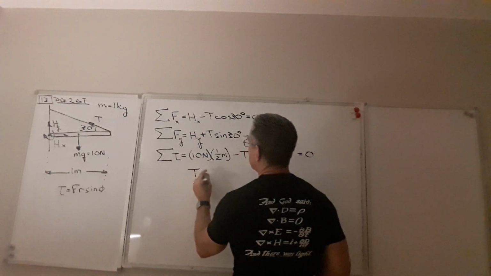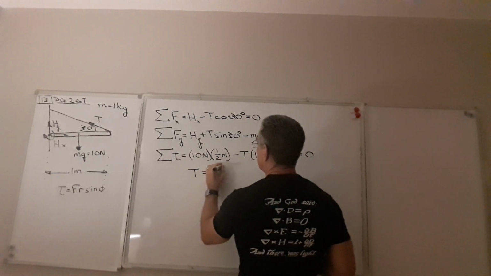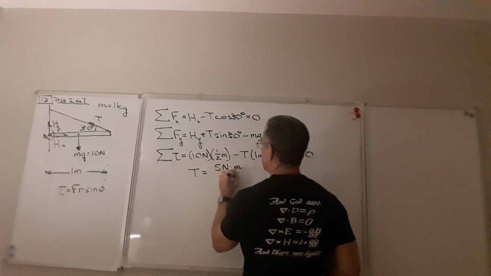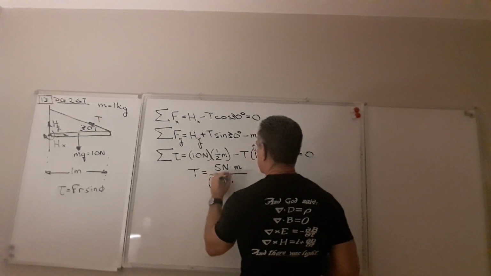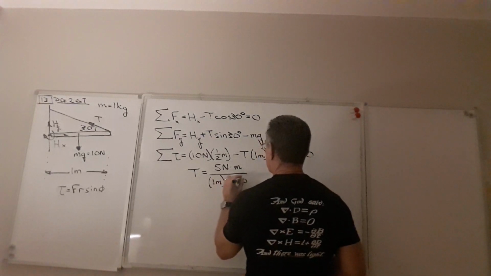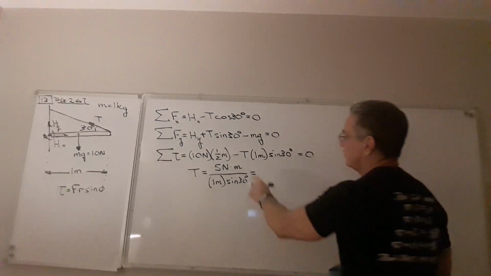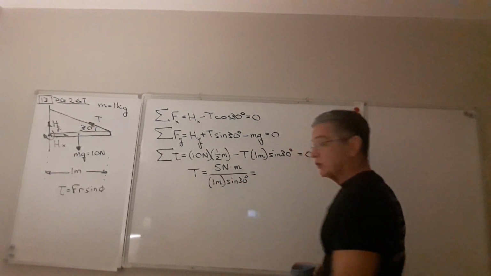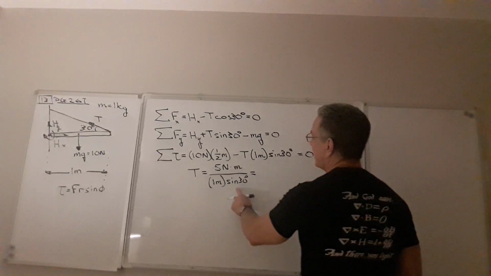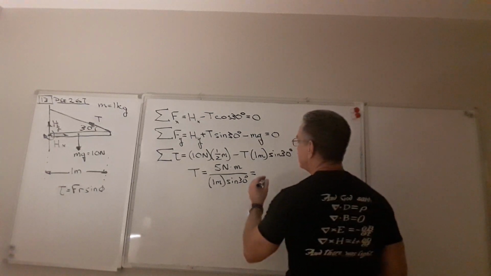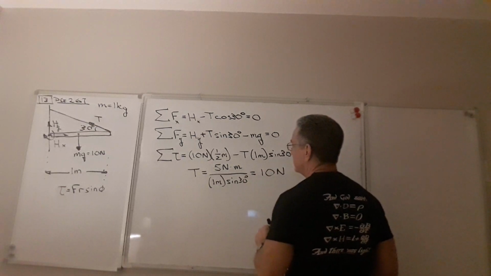The tension here should be equal to 10 newtons times 1/2 meter. That would be 5 Newton meters, and then I'm dividing that by 1 meter sine 30 degrees. Okay, there I've isolated the tension. Notice the meters will cancel. You'll be left with units of newtons. That's good because that's tension and it's measured in units of newtons. Sine 30 is 1/2. 5 divided by 1/2 is 10. So the tension is 10 newtons.